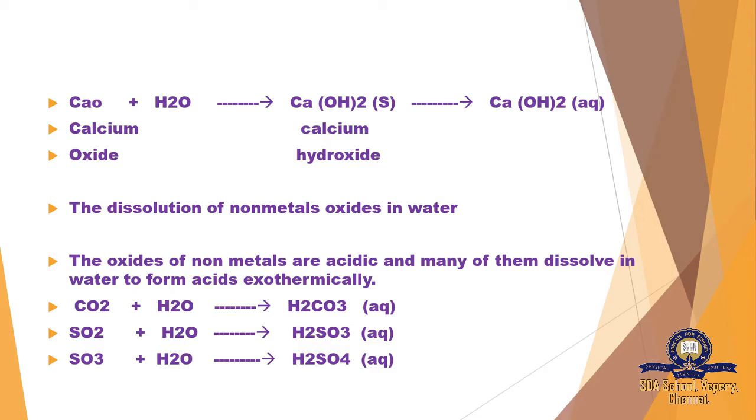A very good example of carbonic acid is soda. The aerated drink is mixed with carbon dioxide, so it is carbonic acid only. Next, sulfur dioxide is reacting with water to form sulfurous acid, H2SO3. Next, sulfur trioxide is reacting with water to form H2SO4. It is nothing but sulfuric acid. So these are the reactions that take place. All these reactions are exothermic reactions.